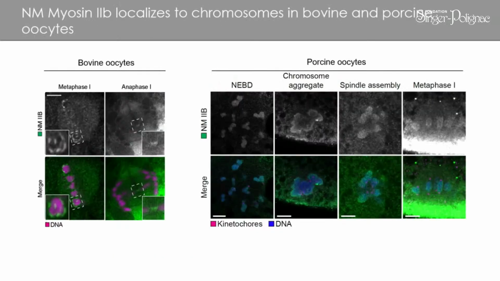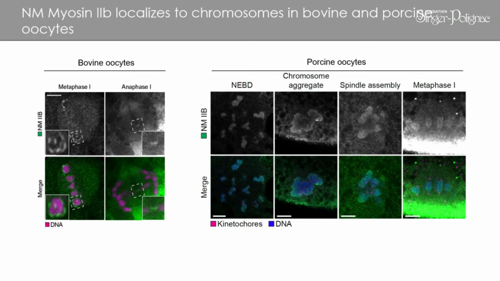Now, another aspect was that we could not study the protein in vivo. We did not know which isoform was being expressed in the oocytes, and there it really helped us that we started to work also with bovine and porcine oocytes as a model system. We found that in bovine oocytes and in porcine oocytes, the myosin is also located on the chromosome surface. This is now the bovine oocytes, and this is the myosin stained. The chromosomes are stained here in magenta, and the same is true for the porcine oocytes.